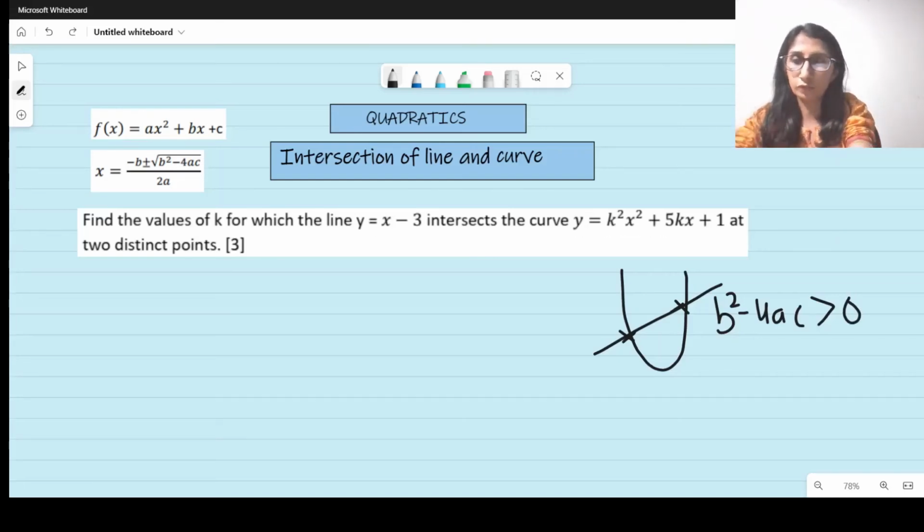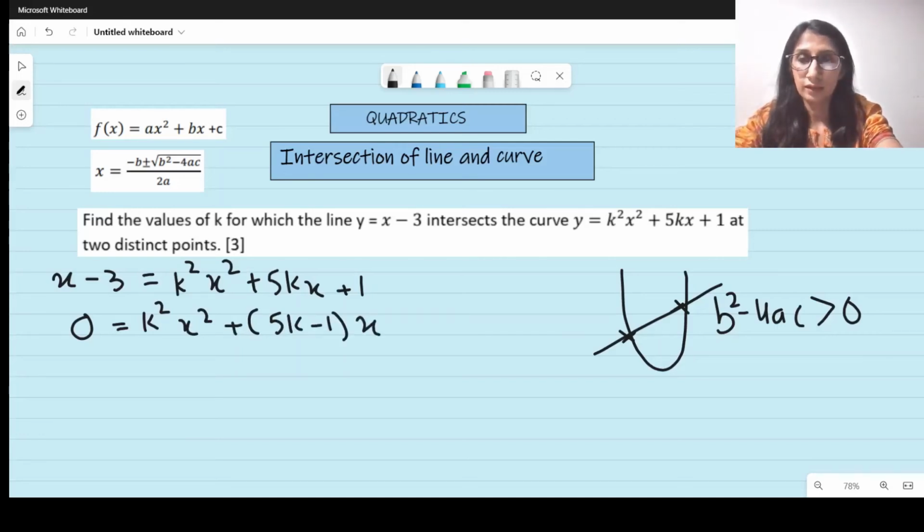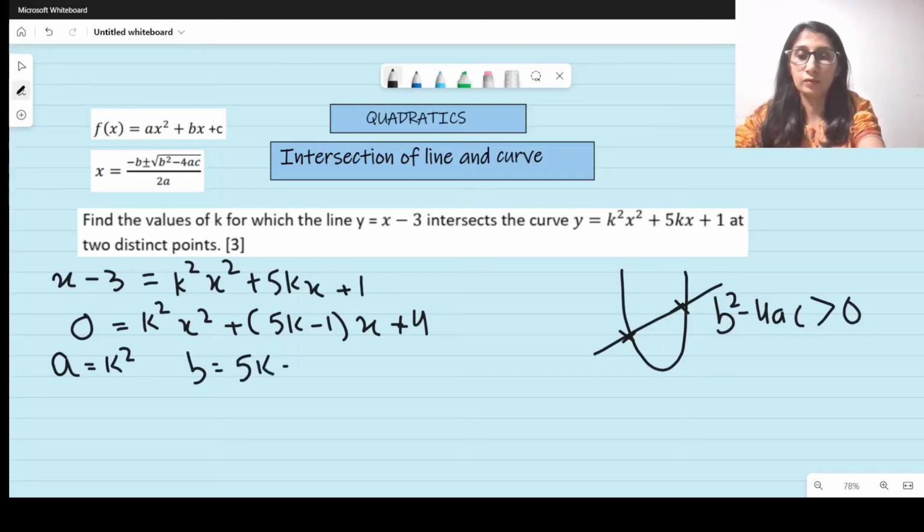Since both the left hand sides equal y, we can just simply equate them. Now I'll rearrange, and I have k²x² + (5k − 1)x + 4. Let me double check my working. Yes. Now a is k², b is 5k − 1, c is 4.